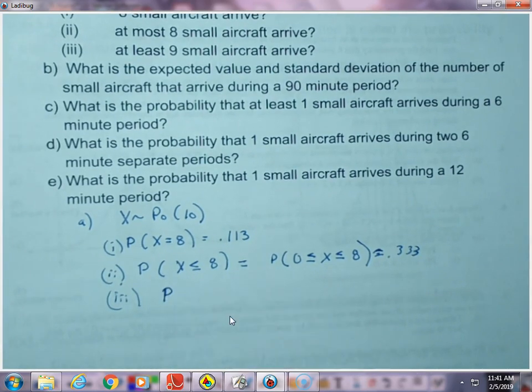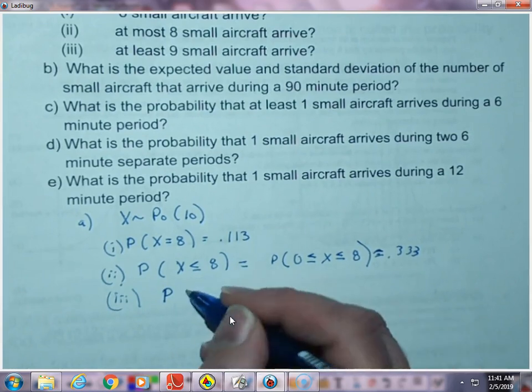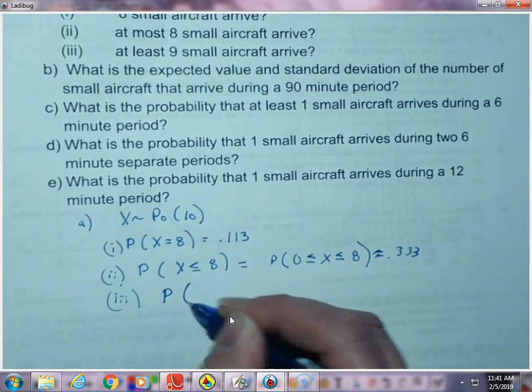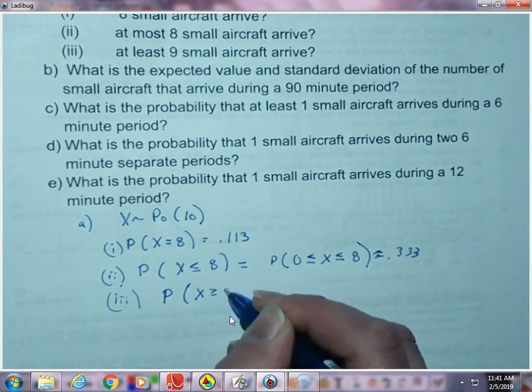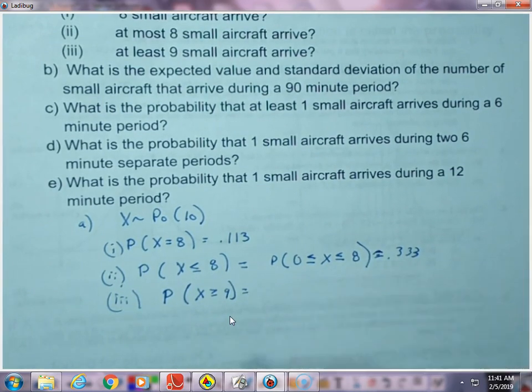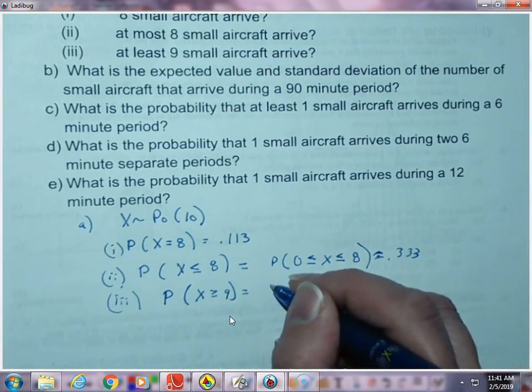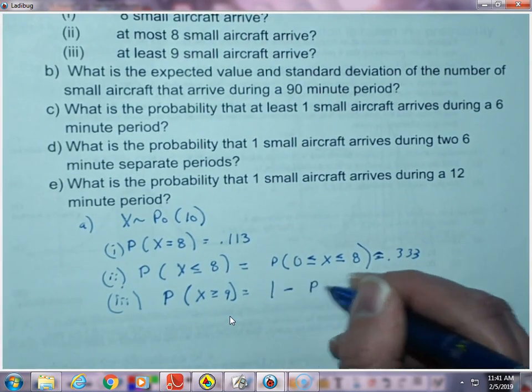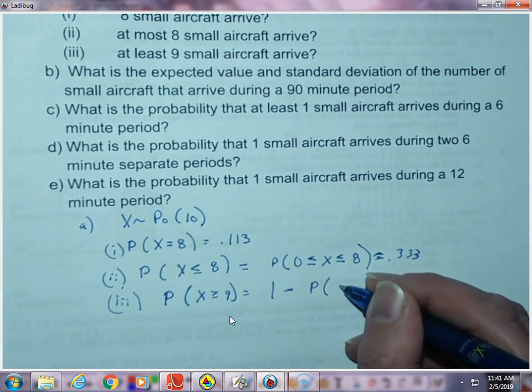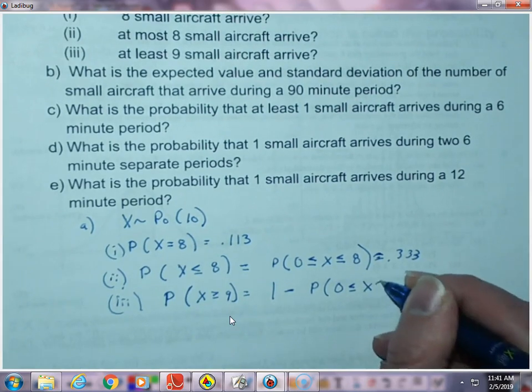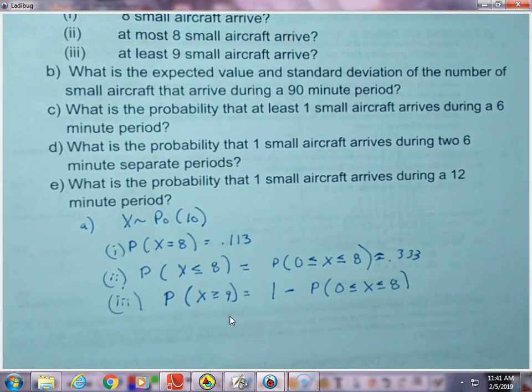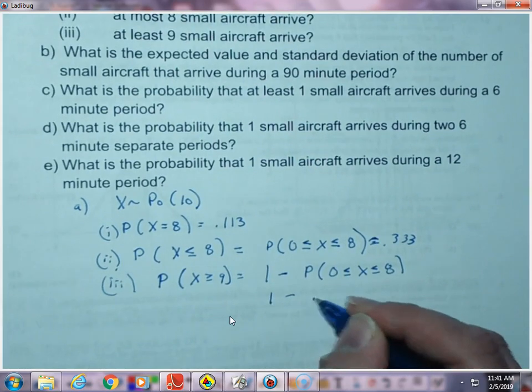Okay, the probability that at least 9. How could I write that? Greater than or equal to 9. Okay. So I know I can't go in the greater than direction because I can't go 9 to infinity, which, by the way, you can do on continuous distributions, but not on discrete. We're not there yet. So it's got to be a 1 minus. So 1 minus what? 0 less than or equal to X is less than or equal to 8. Which we already did.